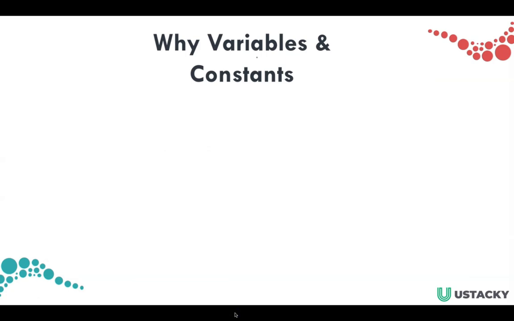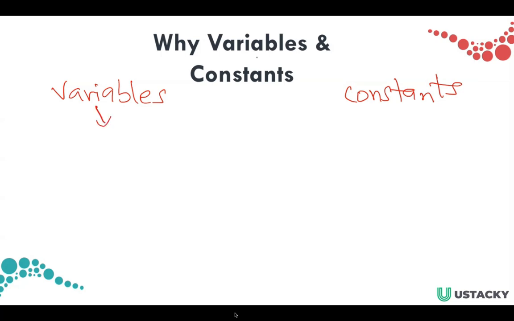Basically, there are two types of containers. We have variables and constants. Variables are meant to hold data that changes, while constant is meant for fixed data. In PHP, to represent a variable, we write a $ plus the name of the variable. For example, a variable to hold the names of students in a class can be written as $name.